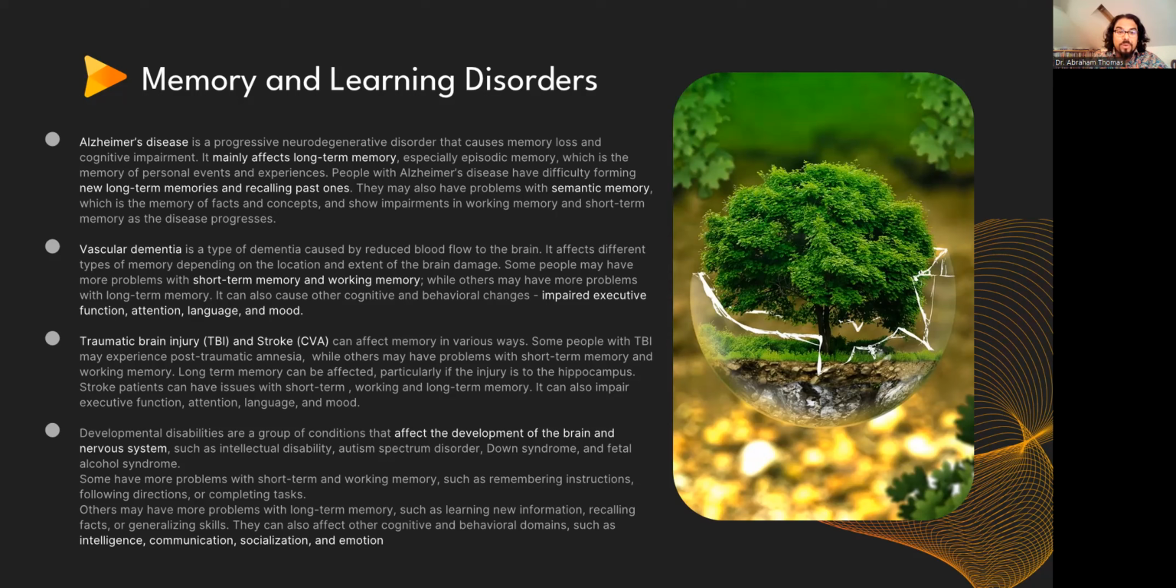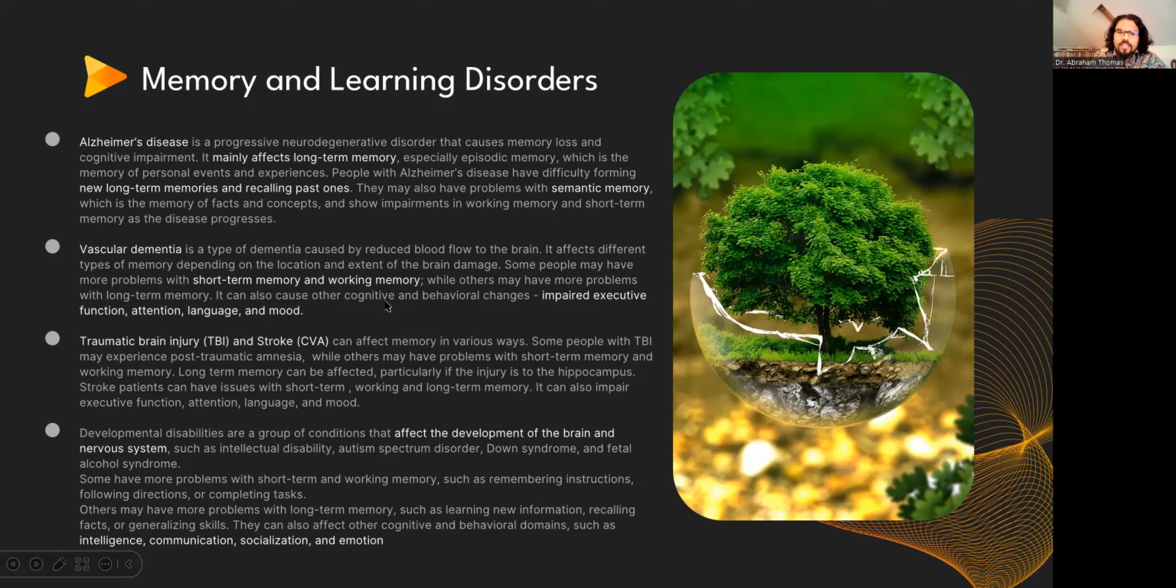Apologies for the quite wordy slide. I'm not going to go through all of it, but Alzheimer's disease, for example, mainly affects long-term memory, especially episodic memory. Some people with Alzheimer's have difficulty forming new long-term memories and recalling past ones. They may also have problems with semantic memory, the memory of facts and concepts, for example, and impairments in working memory and short-term memory, particularly as the disease progresses.